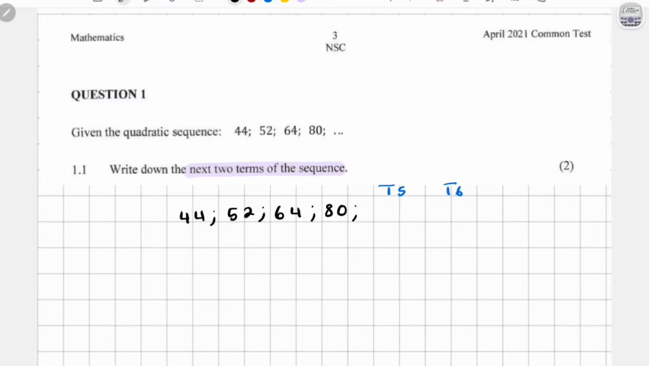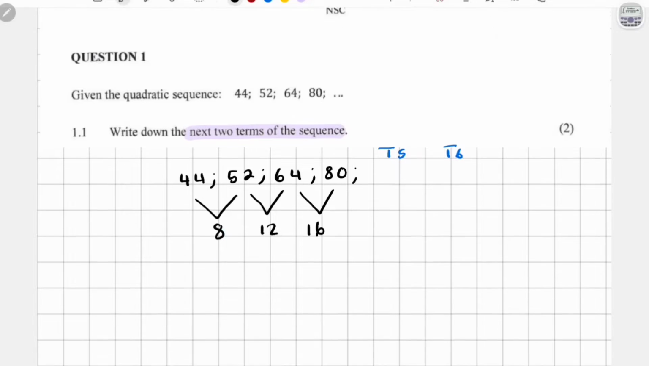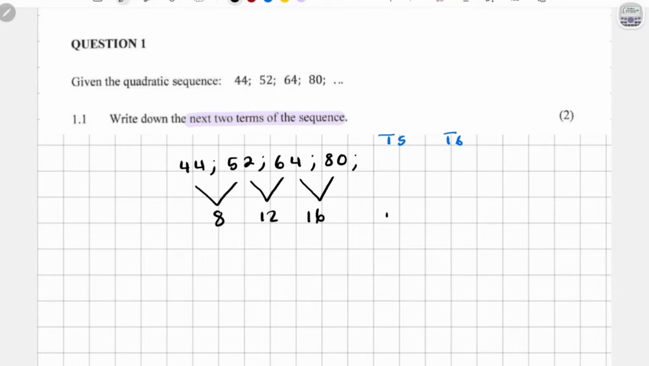Let's first find the first difference. 80 minus 64 gives us 16, then 64 minus 52 is 12, and 52 minus 44 is 8. Now that we have our first difference, we have to find the second difference. 16 minus 12 is 4, and 12 minus 8 is 4. So you see that the second difference is constant.